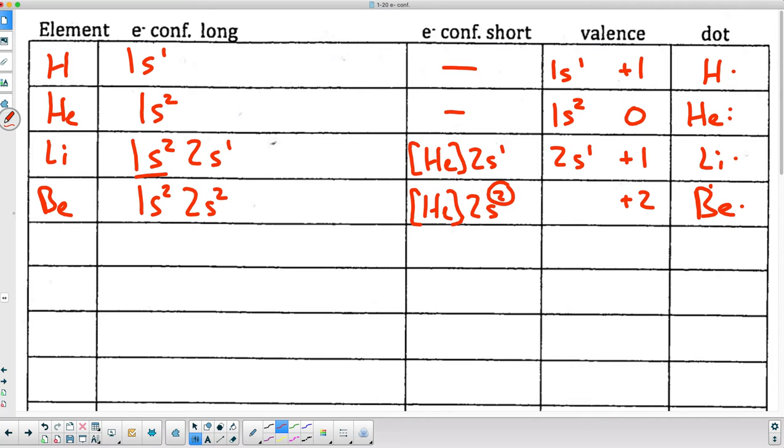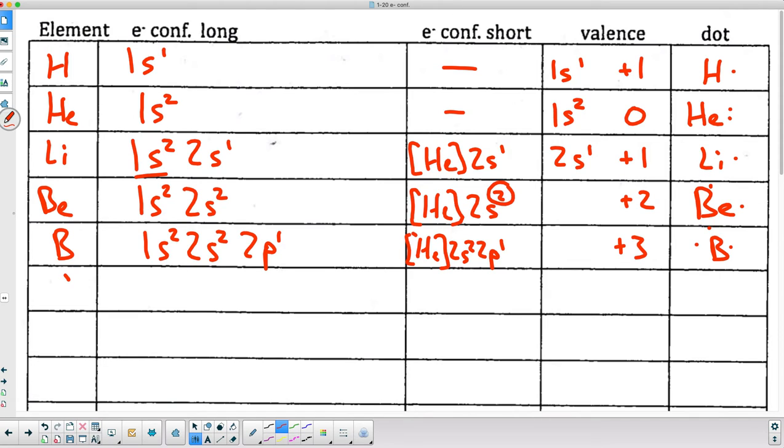Then after beryllium, we go all the way over to boron, which is 1s2, 2s2, and then 2p, and there's only 1 electron there. Okay, again, I'm using helium, like this. 2s2, 2p1 is my abbreviated, and I lose all 3, so that would be a +3. Boron would look like this. Okay, I spaced those dots around the 4 sides, so there's 3 sides with a dot.